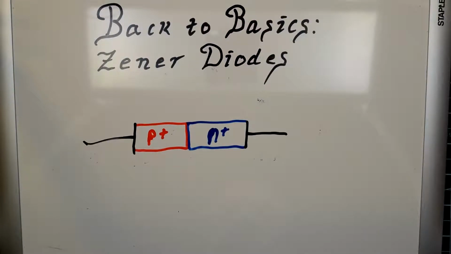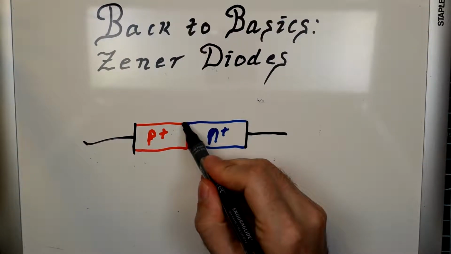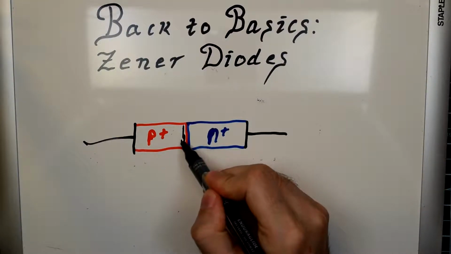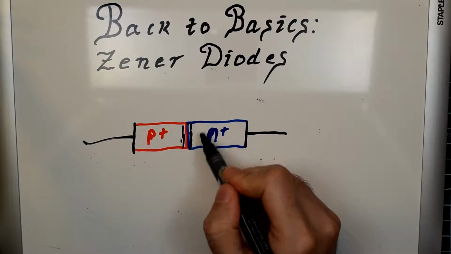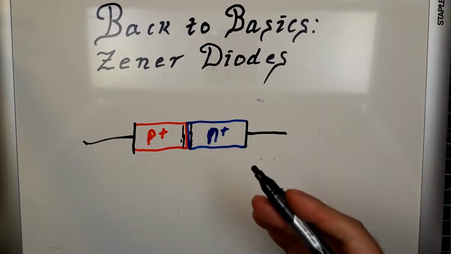Now, the reason why it's done this way is that the depletion regions tend to be very small. Whereas in a standard diode, the depletion region will be very large and harder to overcome.